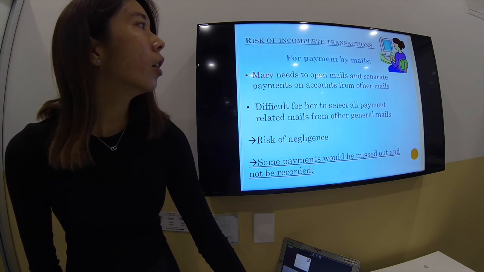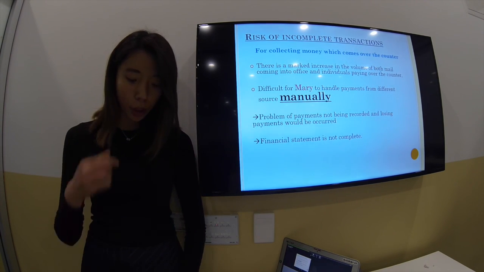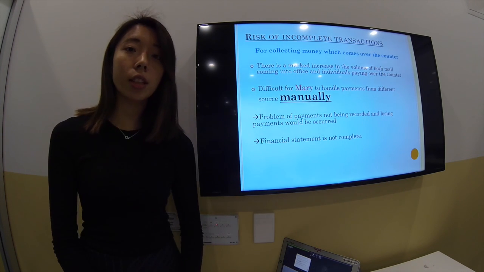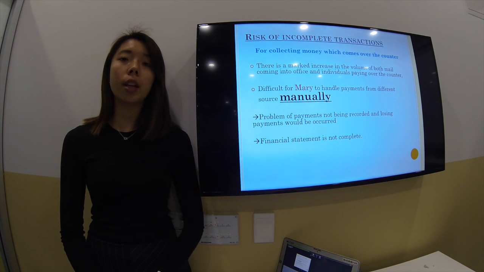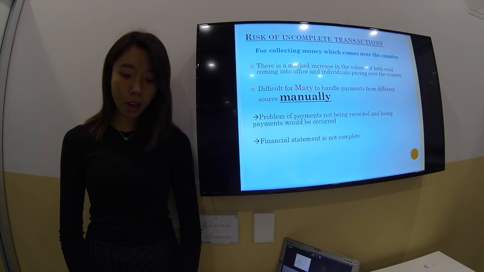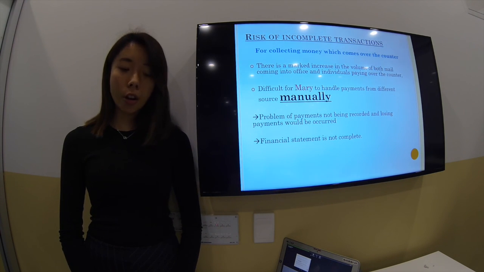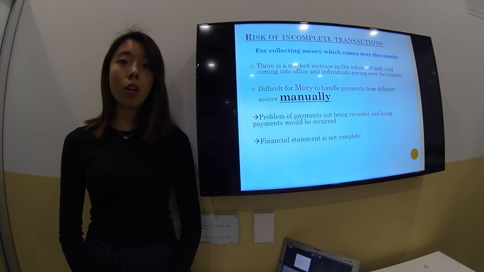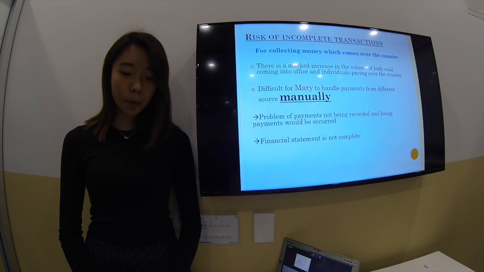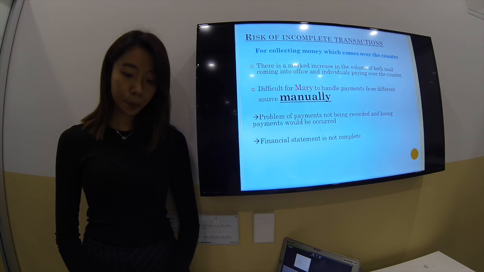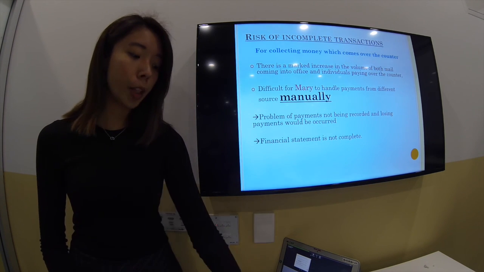Besides, she needs to collect money, which comes directly over the counters. Since there is a marked increase in the volume of both mail coming into the office and individuals paying over the counters, it would be too confusing for her to handle payments from different sources manually. The problem of payments not being recorded and being lost would occur, and thus the financial statement is not complete.